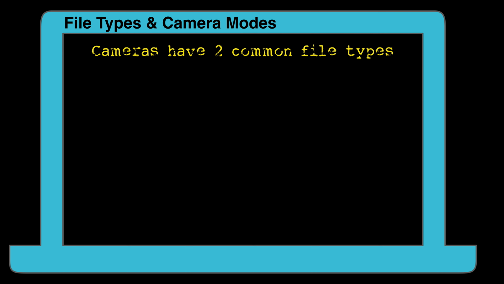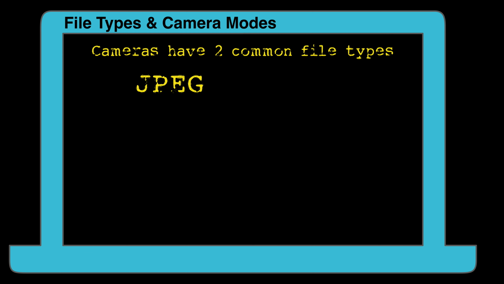All right, next. We need to go over file types and camera modes. This is like the basics of photography. This is something you need to know as a basis for everything you're going to do. All right. So cameras have two common file types. When you click your shutter button and you hear that click and you took a photo, your camera records it as one of two different kinds of files.